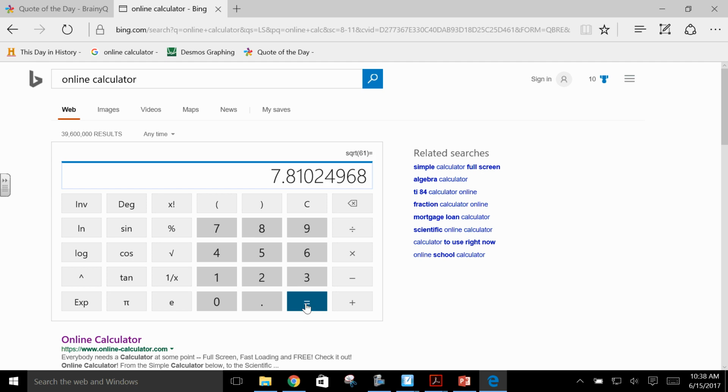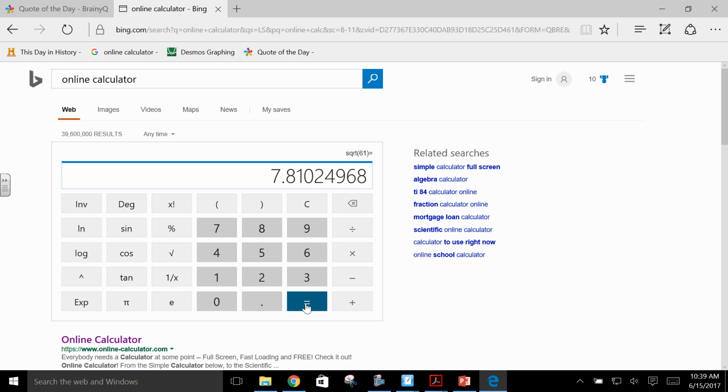So there is no such number times itself that becomes 61. There's only an approximate number. It's 7.8 and so on. It's an infinite non-repeating decimal. 7.810024968, and it keeps going. It just stops here on the screen, but it actually keeps going forever. So we call this an irrational root. It's not a perfect square root. The square root of 61.